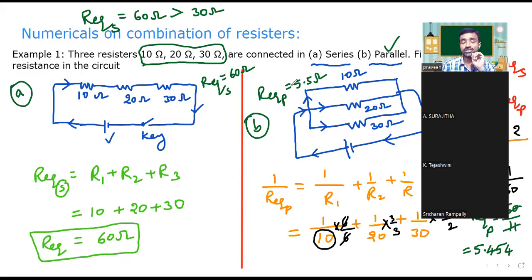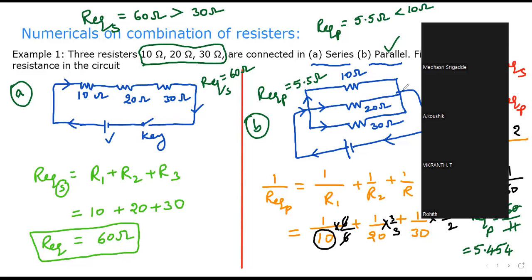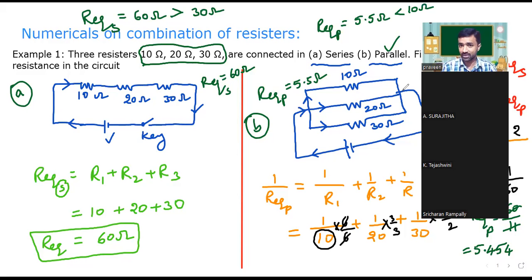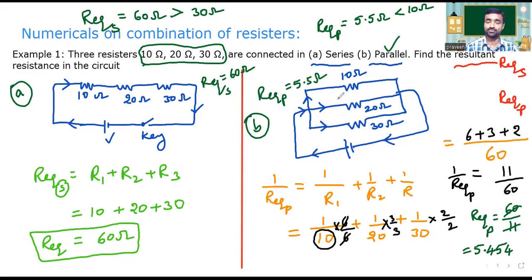What about in parallel combination? That equivalent resistance is lower than the lowest resistance. So here R equivalent in parallel combination, I got 5.5 ohms. It is lower than the lowest resistance. Have you got it? Use your quick reaction. Yes. So to get the lowest possible resistance, connect them in parallel combination. If you connect them in series combination, the resistance in the whole circuit will be greater than the greatest resistance.